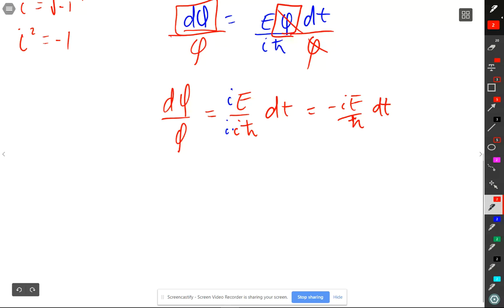That's pretty significantly important. The left side is a function only of phi. The right side is a function only of time. So I should be able to integrate these independently. And I'm going to do something we never do in physics, an integral without limits.